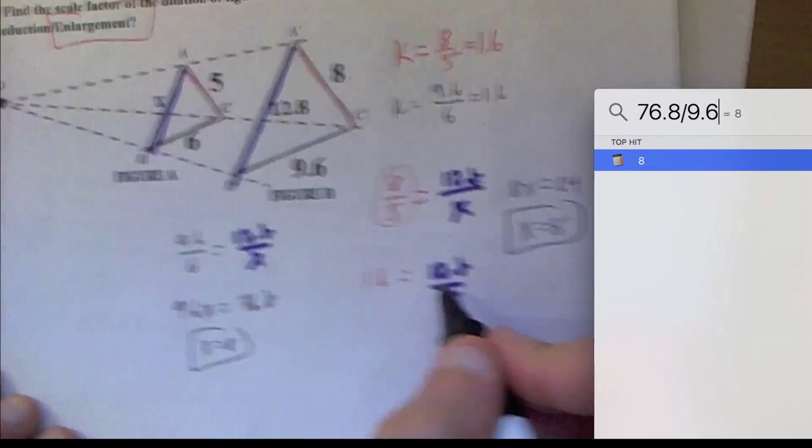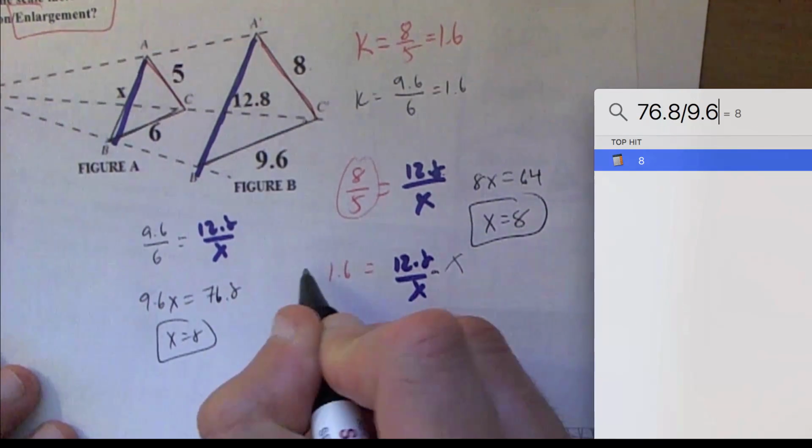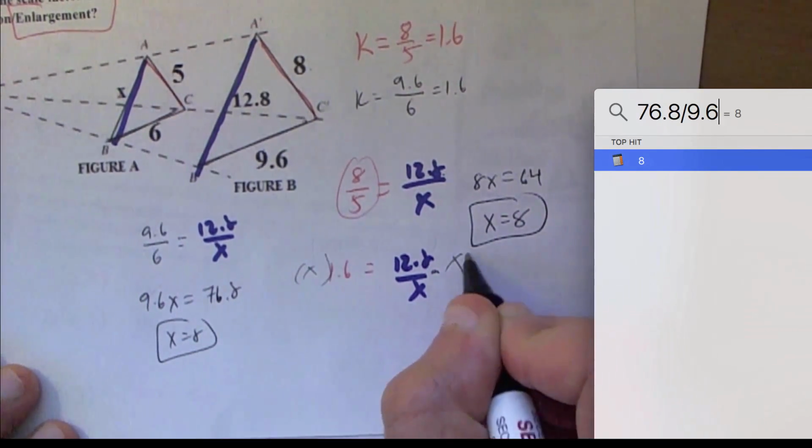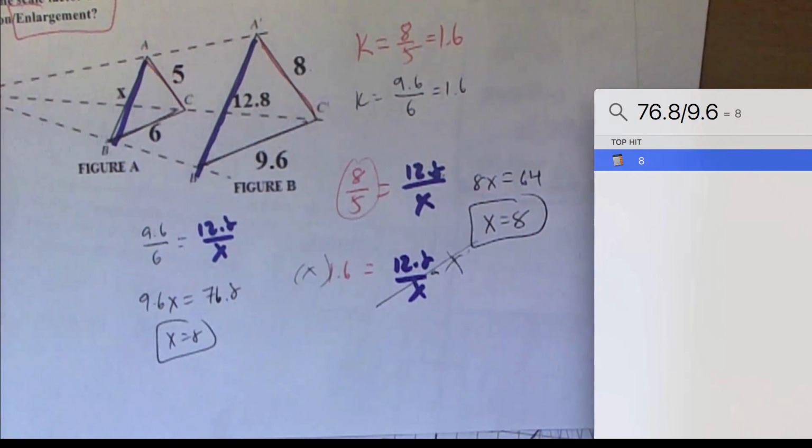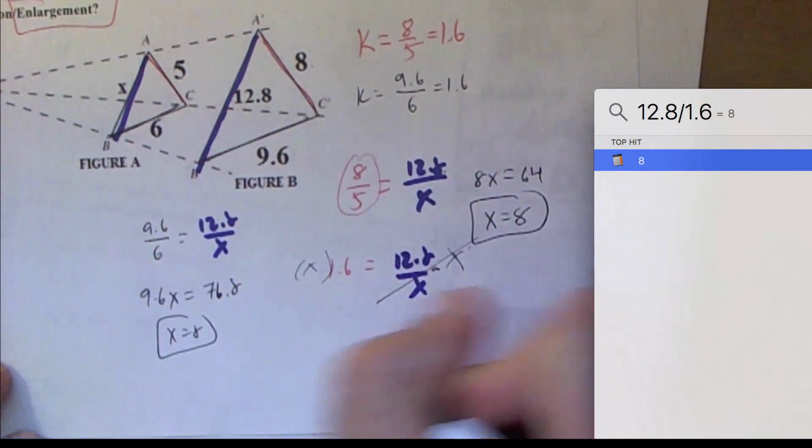And if you did it this way, you would just multiply both sides by x, so you get x over here. Then we just divide both sides by 1.6. So 12.8 divided by 1.6. And yes, our answer is 8 no matter what.